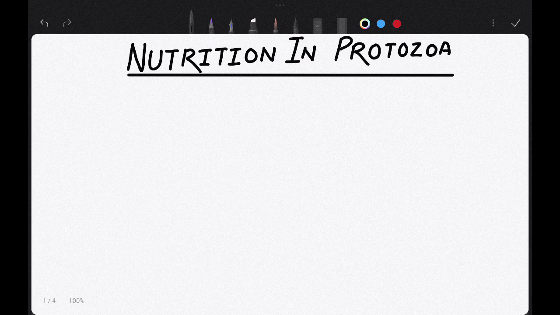Hello everyone. In today's class we will discuss nutrition in protozoa. There are different modes of nutrition in protozoa, and they can vary from one protozoan to another depending on their adaptation and their feeding habits.